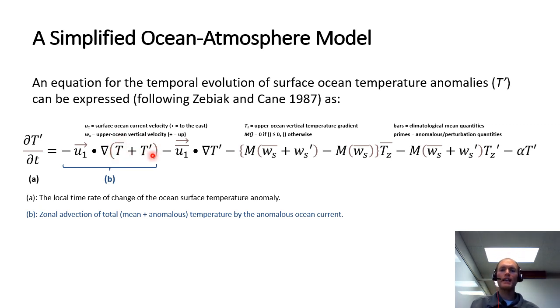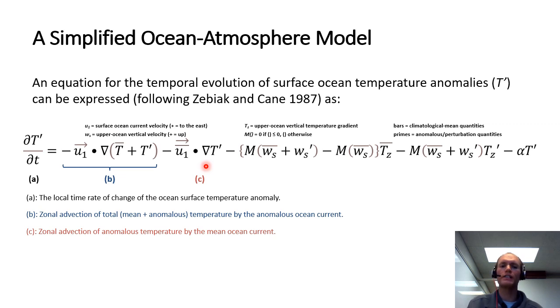Here we have T with a bar over top of it and T with a prime here. So you can take the temperature, or any variable for that matter, and write it as the sum of a mean and an anomaly. And that's what we have here, a mean temperature and an anomalous temperature. And this surface ocean current that we have depicted here is formally the anomalous version of this. So this is an anomalous ocean current, however it is created, advecting the total temperature, both the mean and the anomalous component.